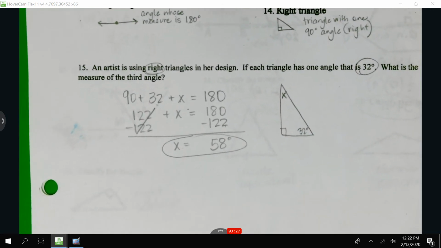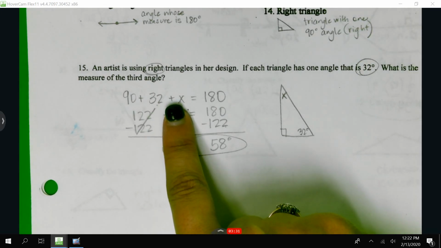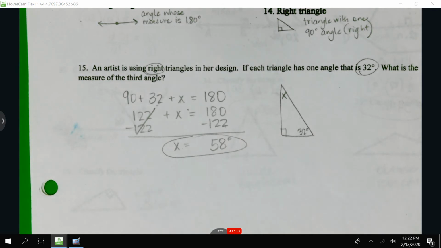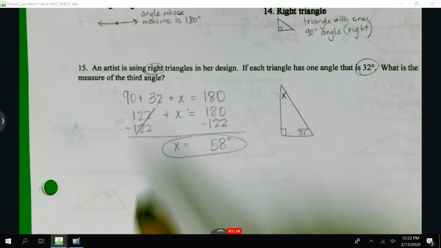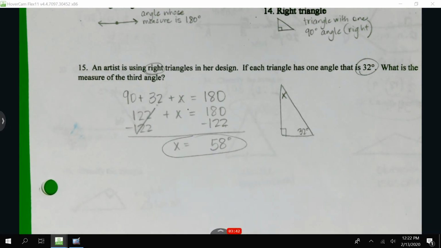So you're going to set up an equation. 90 plus 32 plus x is 180. Remember, the sum of all the angles of a triangle is 180. So then you just add your 90 and your 32, so 122 plus x equals 180. And then subtract 122 from both sides. So x is 58 degrees. Questions on that? So because it's a right triangle, that's why you know that one of the measures is 90. Then they give you the other.